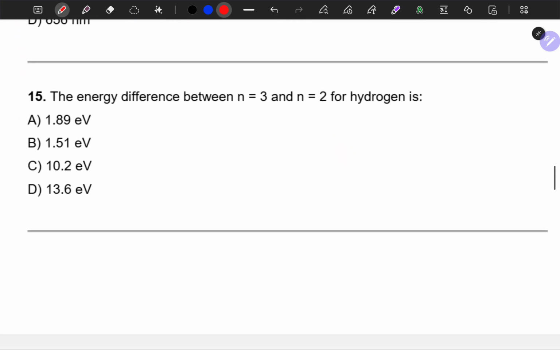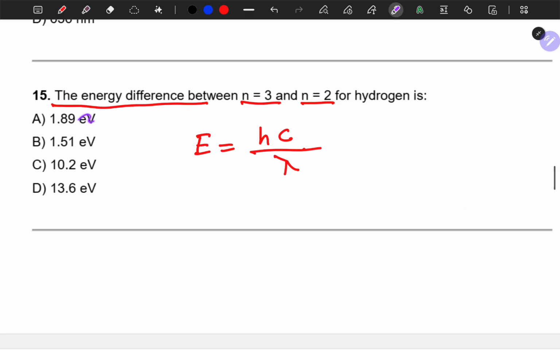The same is the question number 15. The energy difference between n is equal to 3 to n is equal to 2 is, again, very simple. E is equal to hc by lambda. So here the correct option can be easily calculated. First of all, find the lambda and then this value.